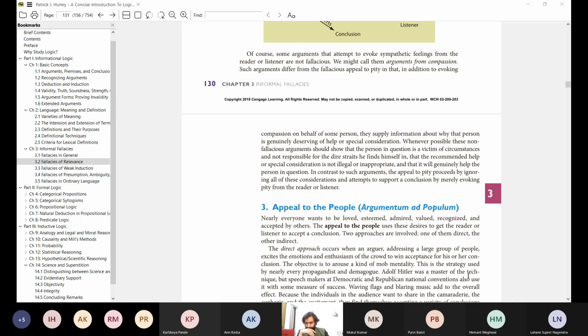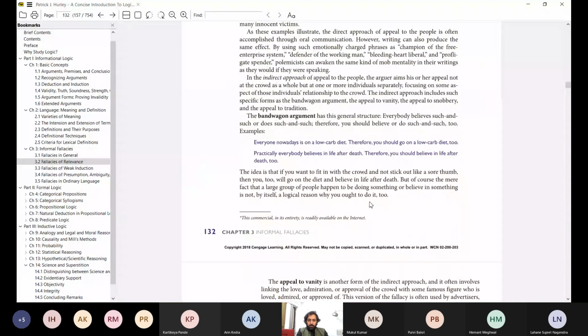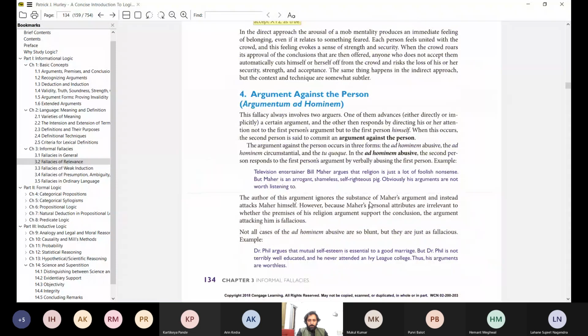So let's come then to the second category that we're going to discuss out of Hurley's categorization, and that's argumentum ad hominem.